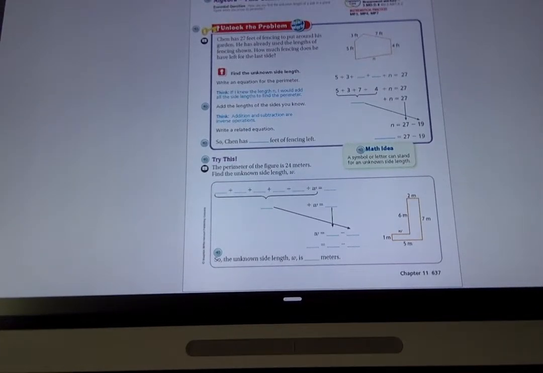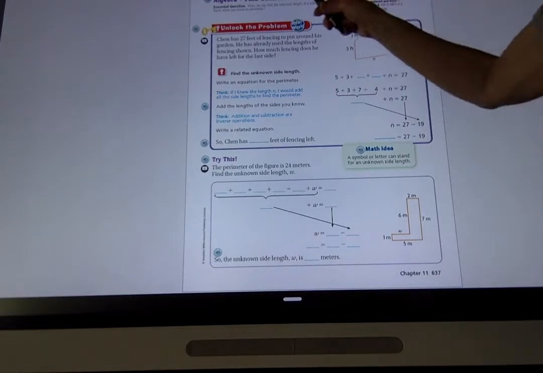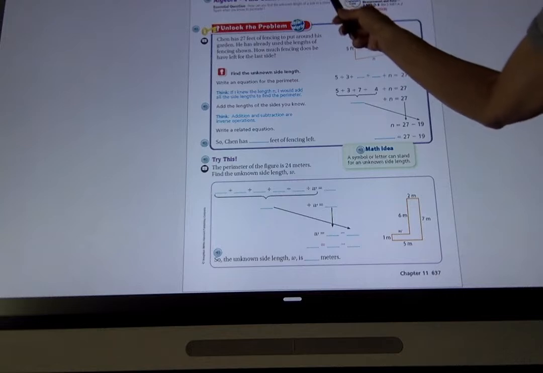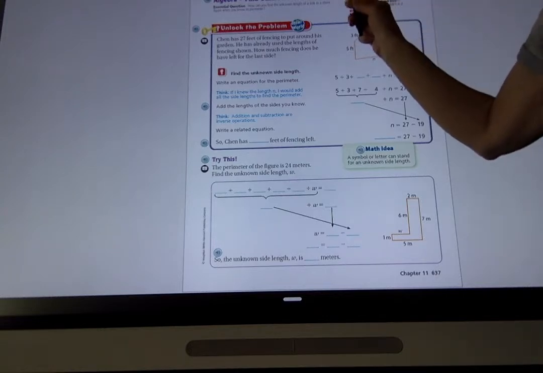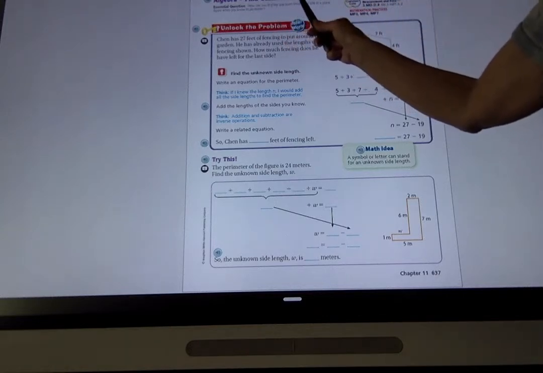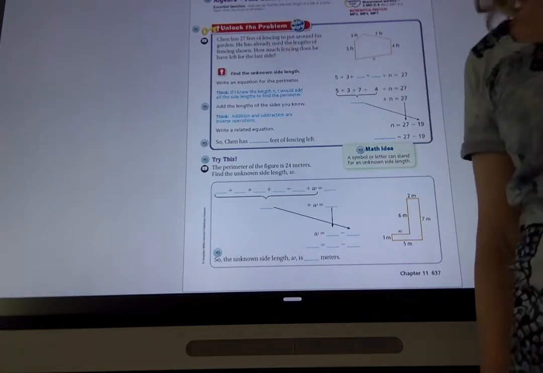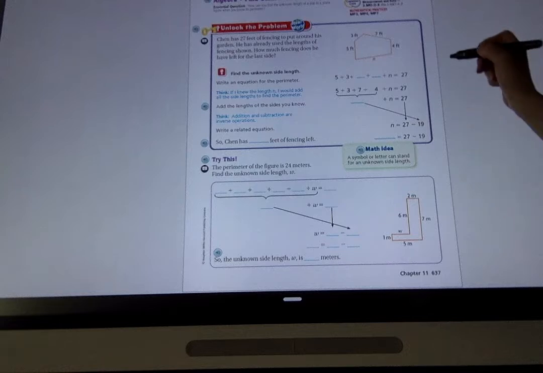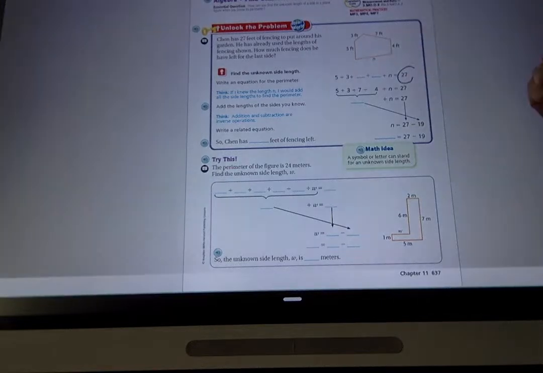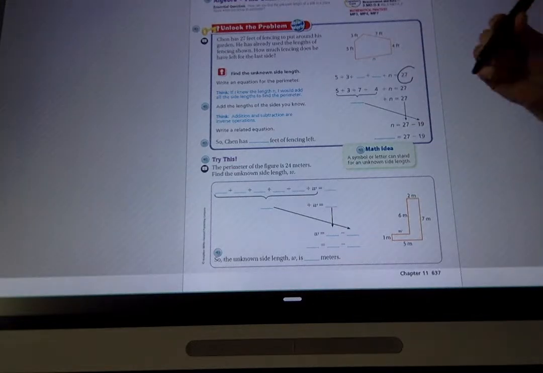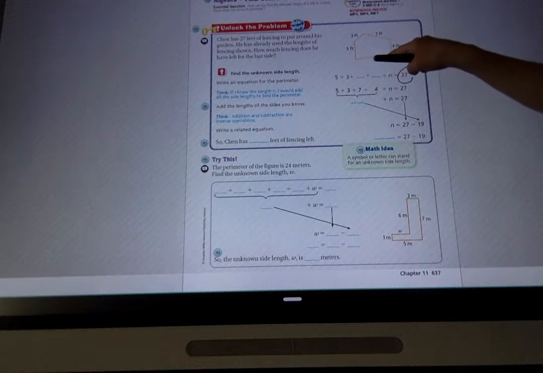So I'm on page 637. We're on lesson 11.3, finding the unknown side lengths. We are going to be using algebra. How can you find the unknown length of a side in a plane figure when you know its perimeter? So we already know the perimeter. How are we going to find this missing side?